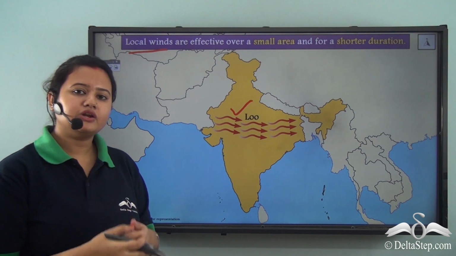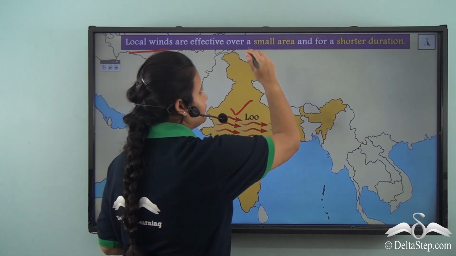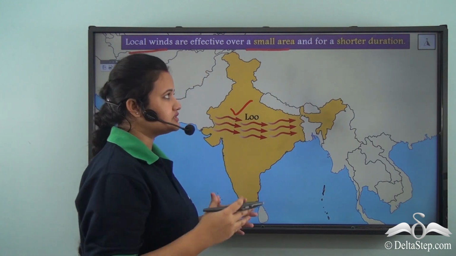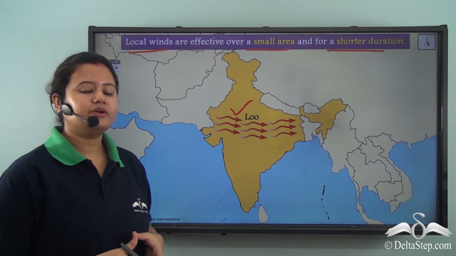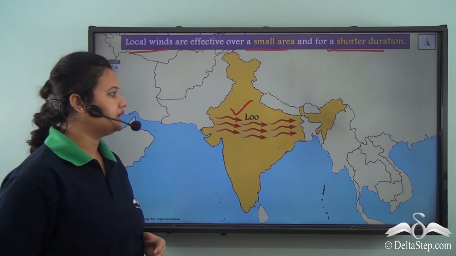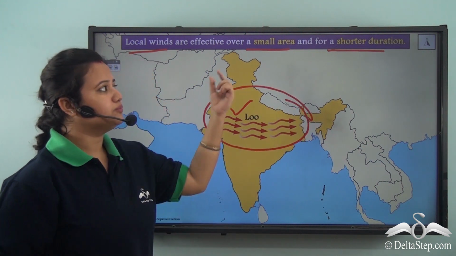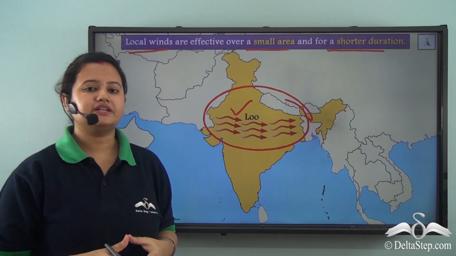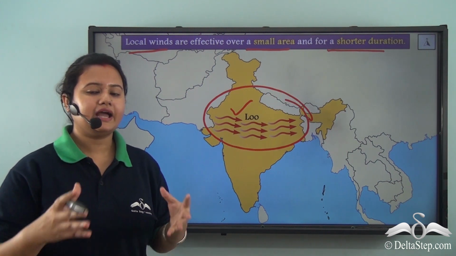Now what is meant by local winds? Local winds are winds that are effective over a small area and they exist for a shorter duration. So Loo, as mentioned just now, is an example of a local wind that is prevalent over a small area, that is over the northern plains of India, and it blows for a shorter duration, that is only during summer months, especially in the months of May and June.